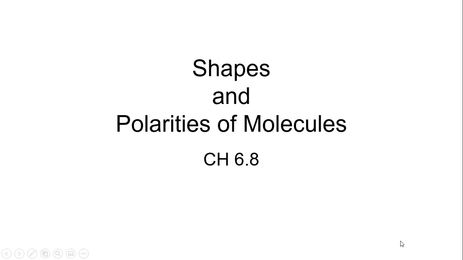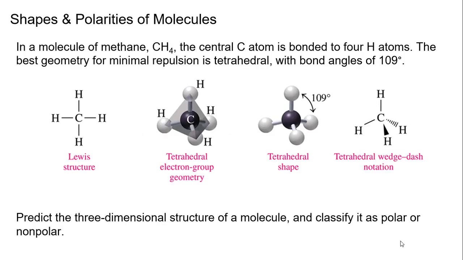Hi class, today we are finishing chapter 6 with 6.8. This is the shapes and polarities of molecules. So we've already discussed polarity and non-polarity in the previous section. And what we did is we looked at bonds, one bond on a molecule, to determine if it was polar or non-polar. Now we're going to look at the whole molecule and how that polarity affects the shape of molecules.